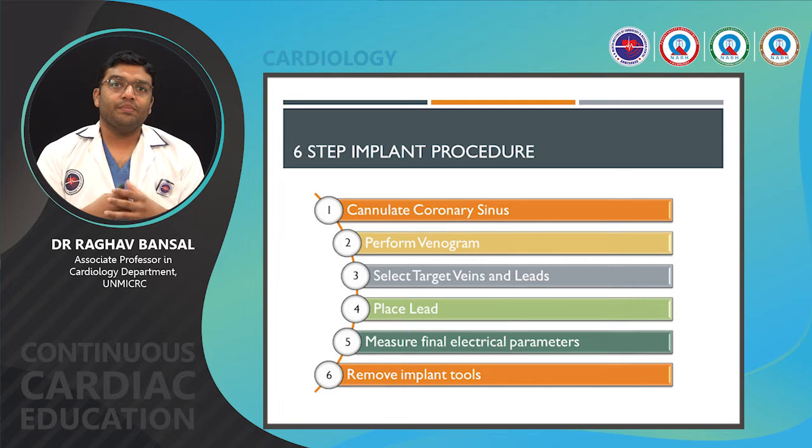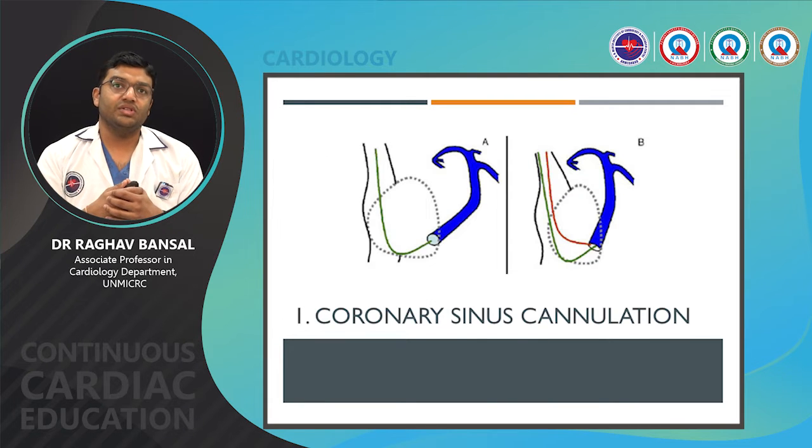So, the step by step implant procedure. First we have to cannulate the coronary sinus, then we have to perform a venogram, then we have to select appropriate veins and the leads, and then we have to place the lead, measure the electrical parameters, and then remove the implant tools. So we'll go step by step. First, the coronary sinus cannulation.